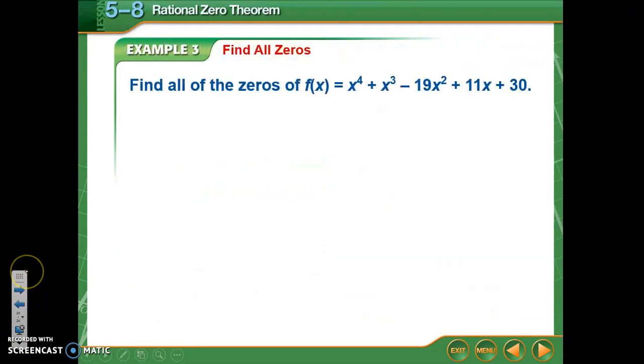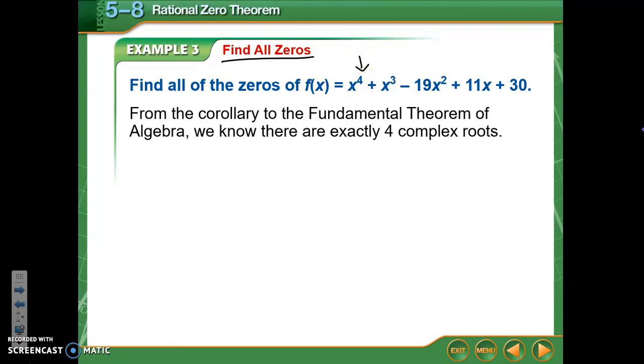All right, here's our last example for this section, finding all of the zeros of this polynomial function. So this is all zeros. Positive, negative, rational, irrational, complex, all of that. So we are going to look, we know that we're going to have 4 because the degree is 4, and we're going to work through some of our other tools to see what else we can know.